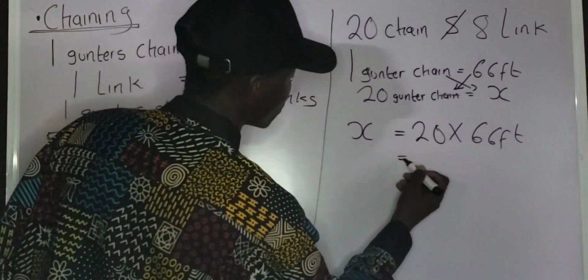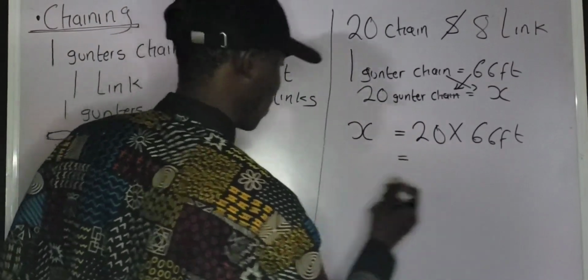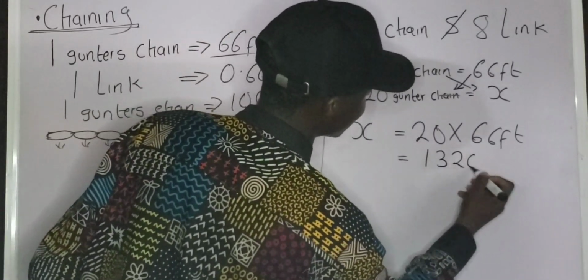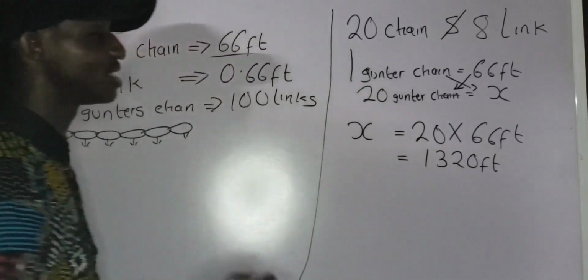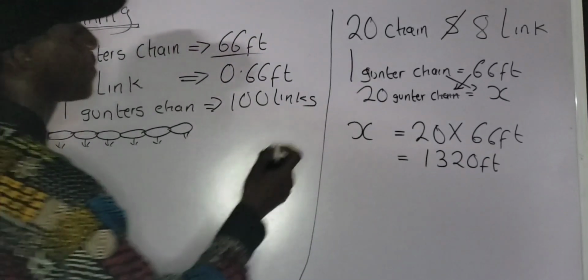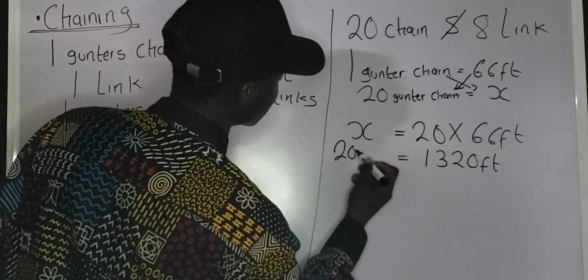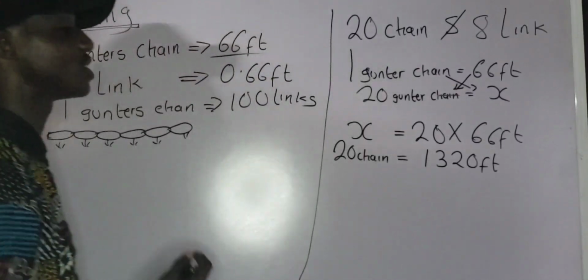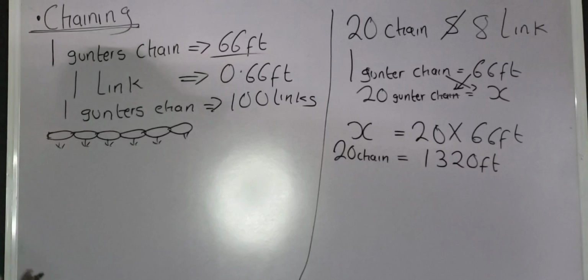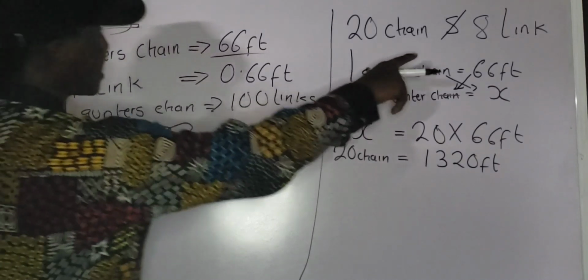If you punch your calculator, you are going to get 1,320 feet. So 20 Gunter's chain is 1,320 feet. We have already converted the 20 chain. Now let us convert the 8 link to feet. In the question we are told to change the representation to feet.